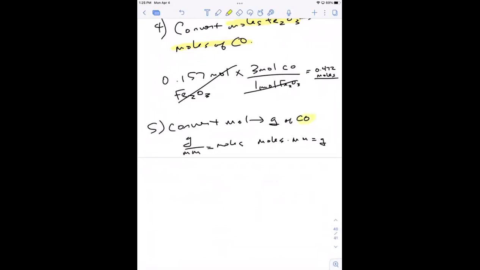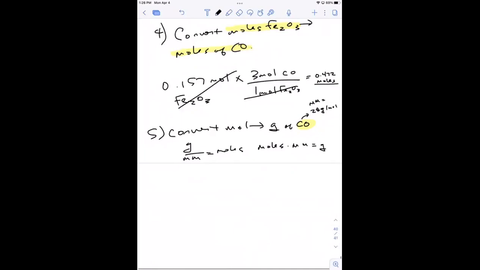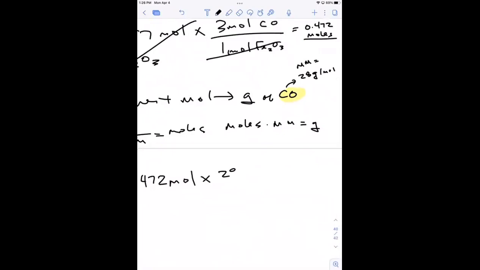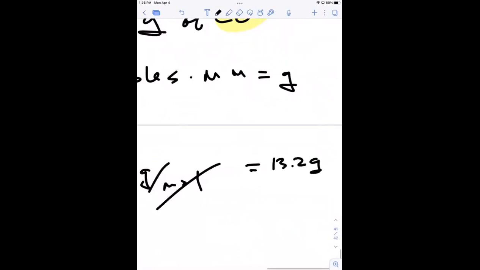CO is 28 grams per mole. Right, 12 for carbon, 16 for oxygen. So this is 28 grams per mole molar mass. So all we do is now stick those numbers in. So the moles we got from up here, 0.472 moles times 28 grams per mole. So moles are going to cancel. I'm left with grams, and it's 13.2 grams of CO.